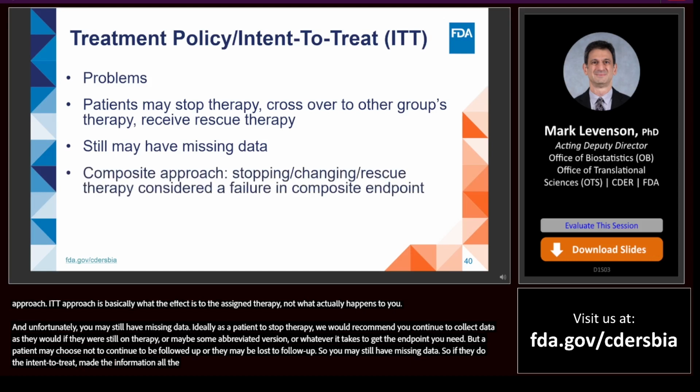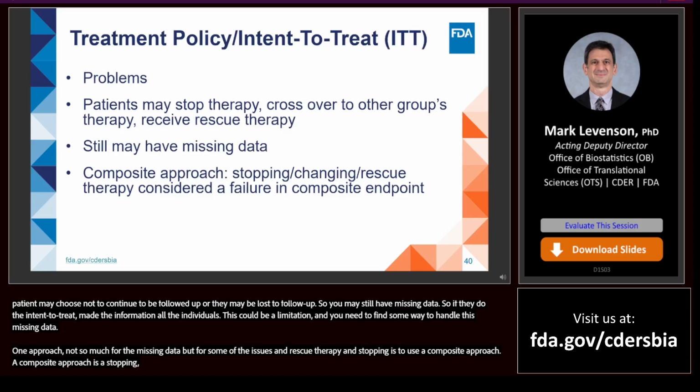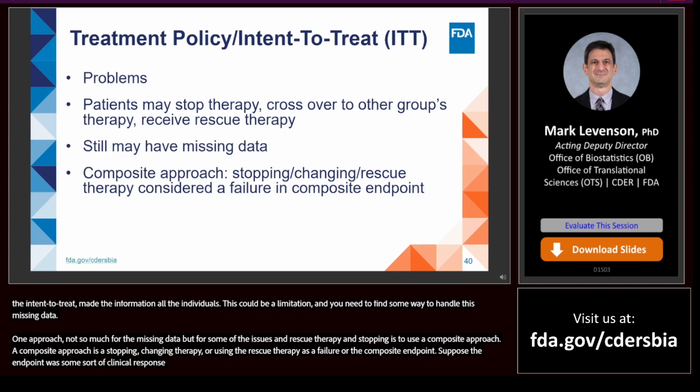One approach, not so much for the missing data, but for some of the issues in rescue therapy and stopping, is to use a composite approach. A composite approach would treat stopping therapy, changing therapy, or the use of rescue therapy as a failure in a composite endpoint. Suppose your endpoint was some sort of clinical response, a success or a failure. The composite would count as a failure not only whatever is being measured, but any of these events like stopping, changing, or rescue would be considered a failure as well.